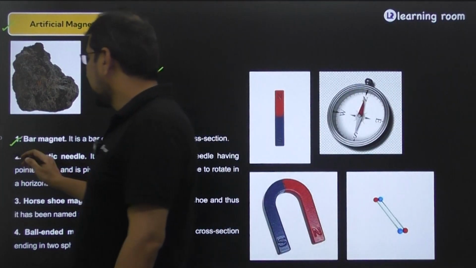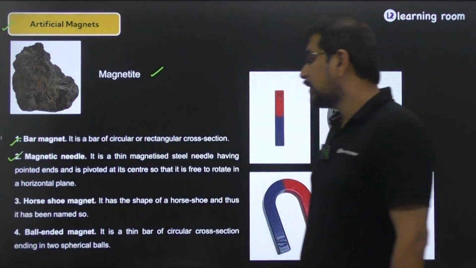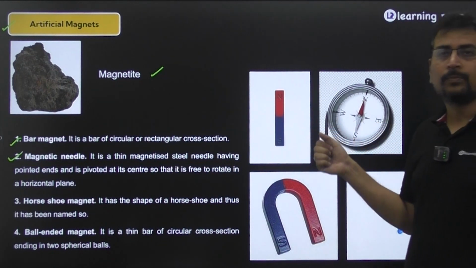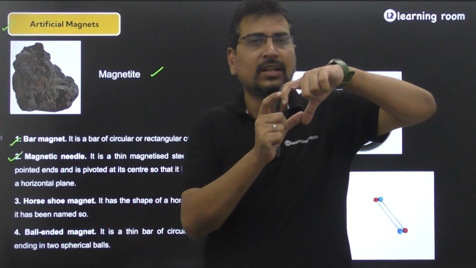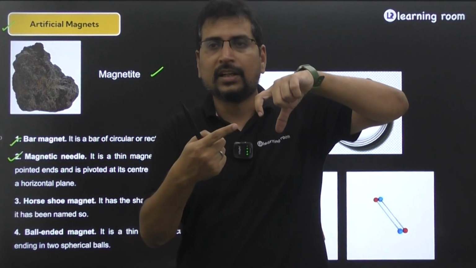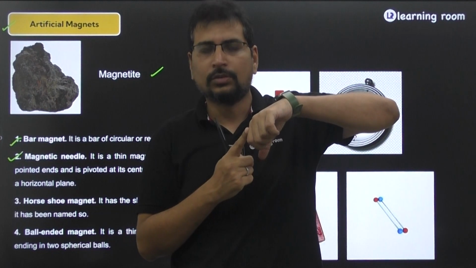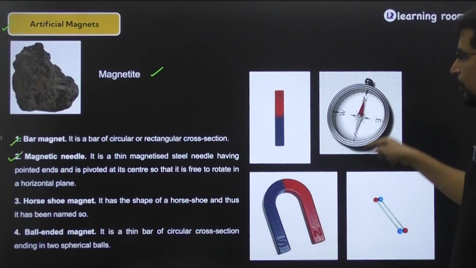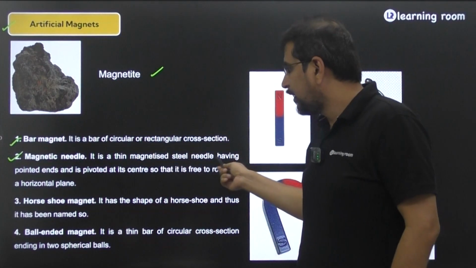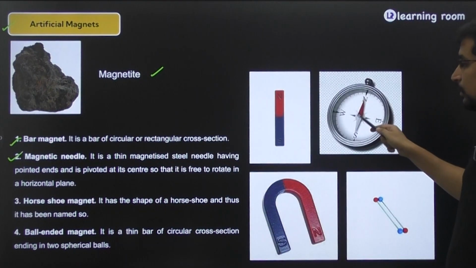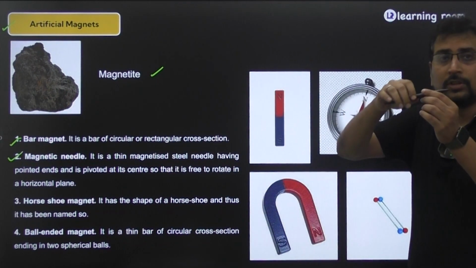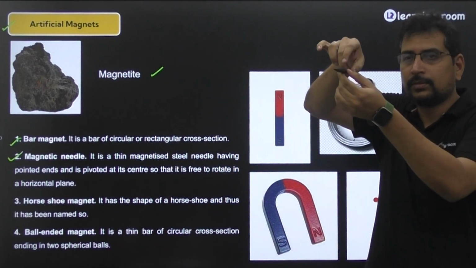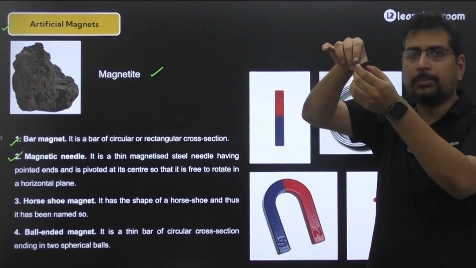Second, you can think of a magnetic needle. Where do we have this magnetic needle? Mostly it is used in the compass. What does this magnetic needle do? A magnet placed in the presence of an external magnetic field will experience torque. It is a thin magnetized steel needle having pointed ends and it is pivoted at its center so that it is free to rotate in a horizontal plane. When it is rotating, it will rotate in the horizontal plane, and at the same time it will vibrate also like this. This is something called dip.